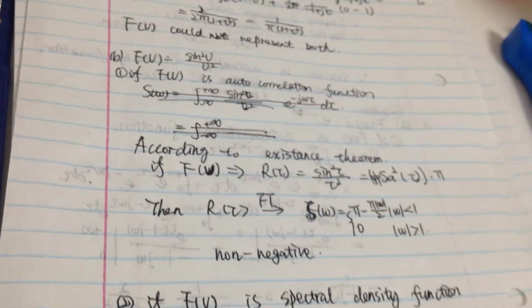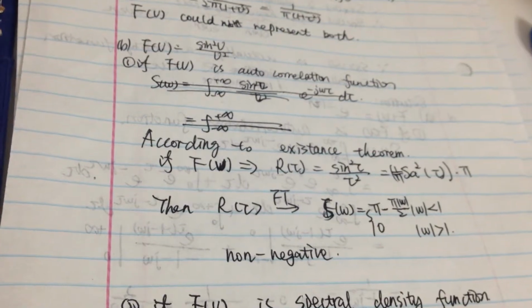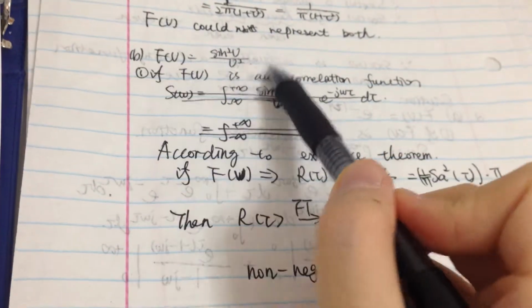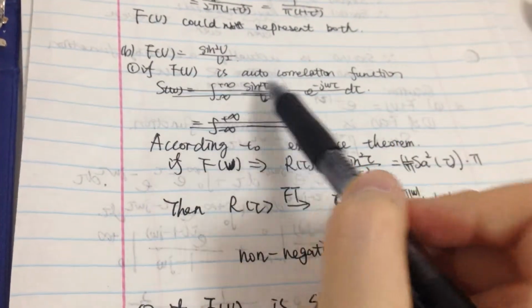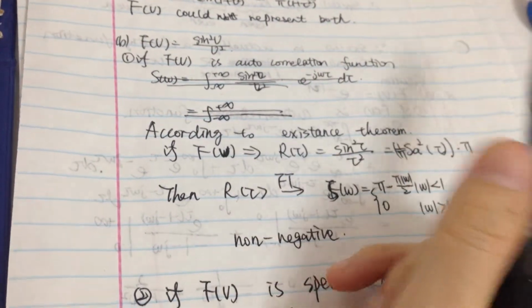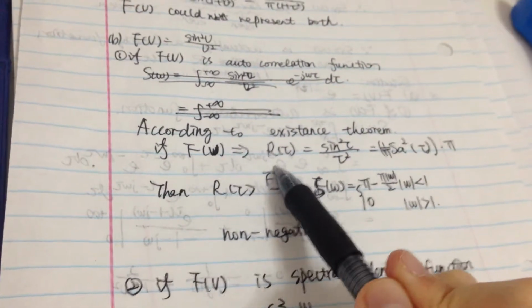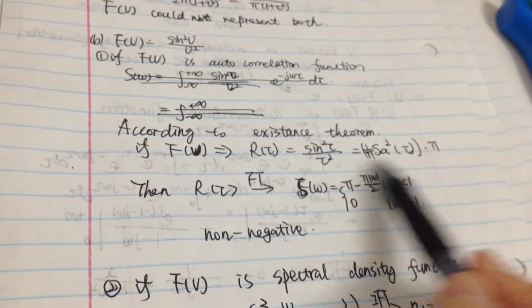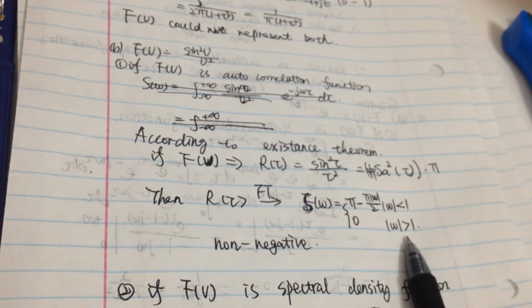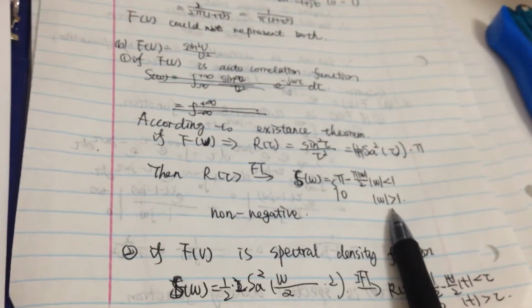Well, on the other hand, later we're going to move to question B. In question B, this is the second function. If f is an autocorrelation function, we could get that this is the spectral density function here. This is non-negative, and this is non-negative as well.